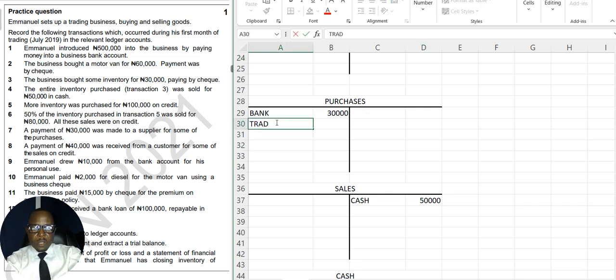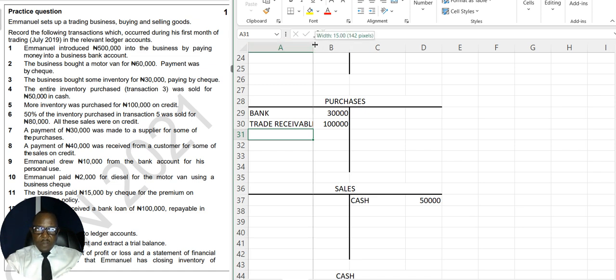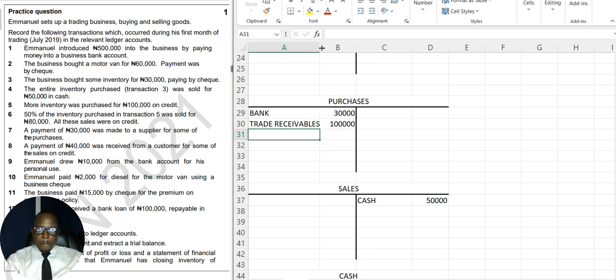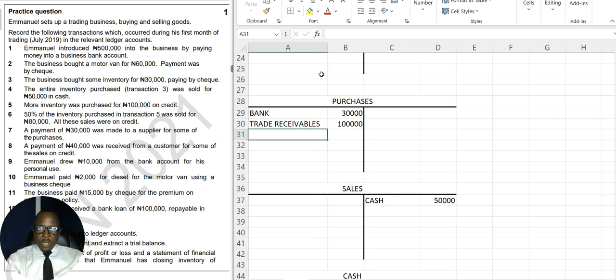trade receivables here. Remember, under the trade receivable ledger, it was on the credit side. So purchases will take it in as the debit side. Trade receivables, which is 100,000. How much is it? 100,000. All right. Let's create more space here so that you can see.